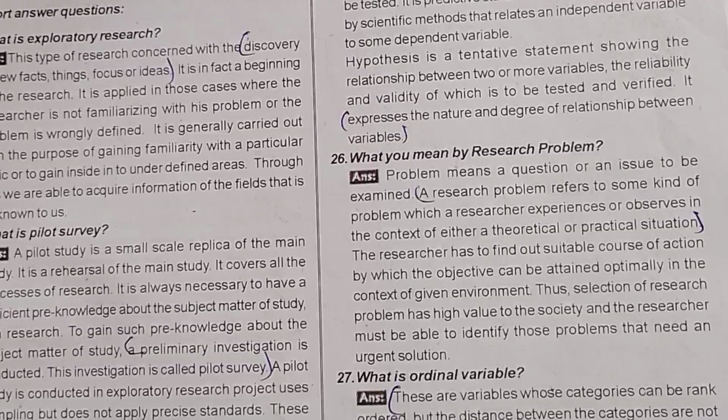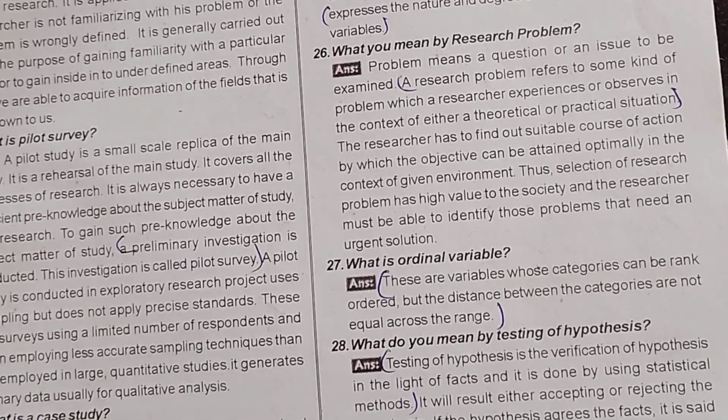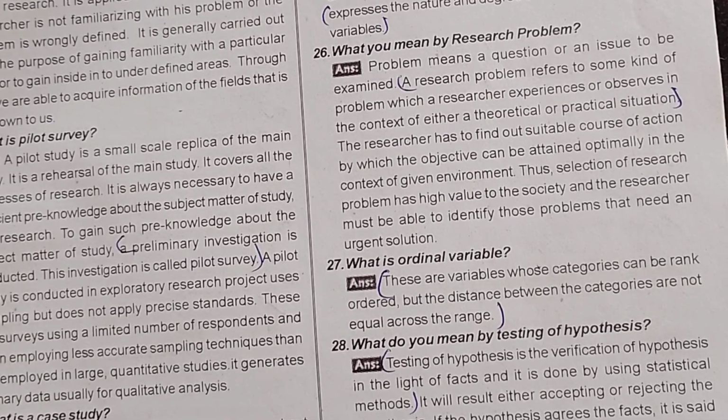And next, what is ordinal variable? Ordinal variables are variables whose categories can be rank ordered, but the distance between the categories is not equal across the range.